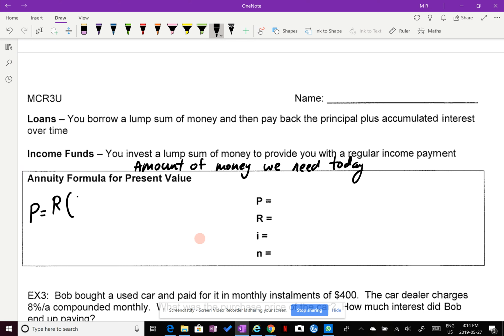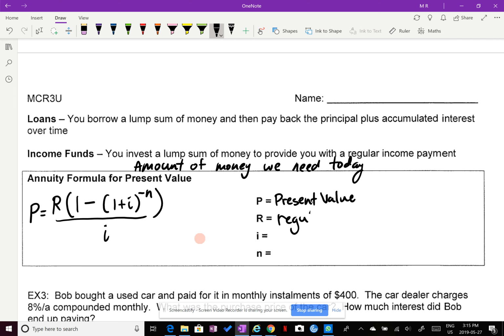So P will refer to my present value. Okay, R is still the regular payment. I is still the interest rate that's compounded. And N is the number of compounding periods.